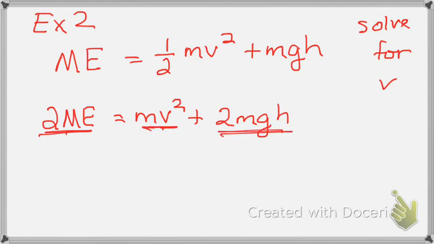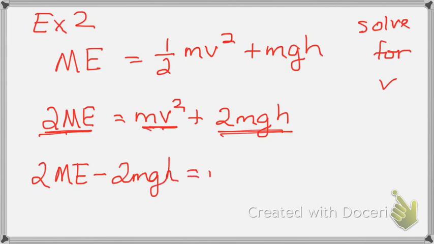Remember in math, multiplication and division glue things together, okay? Addition and subtraction are points of separation. So there's no glue here. So that's a point of separation. I have nothing but multiplication here. So to get this term by itself, I need to take this term and subtract it to undo the addition, right? So if I subtract a 2mgh from both sides, I will get 2me minus 2mgh equals mv squared.